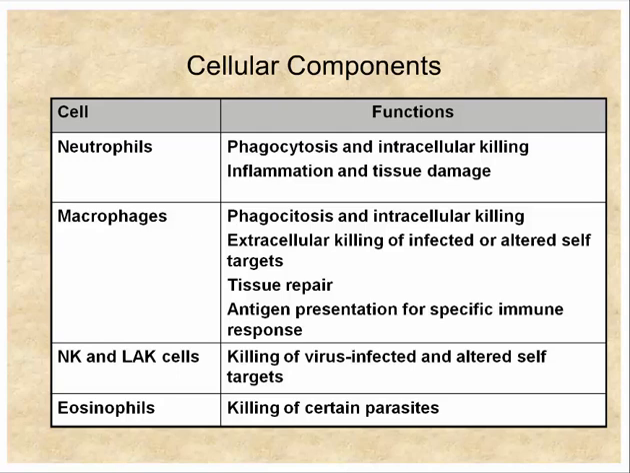Macrophages are the other phagocytic cell. And again, they not only phagocytose, but they kill the bacteria that they eat. Now, macrophages also have some other properties that the neutrophils don't have. They're actually able to kill other cells that are infected. So this is referred to as the extracellular killing of another cell. So the macrophage kills some other cell. Macrophages also are involved in tissue repair.